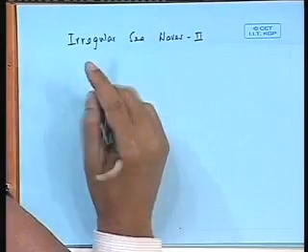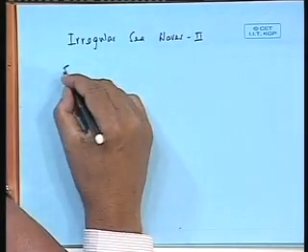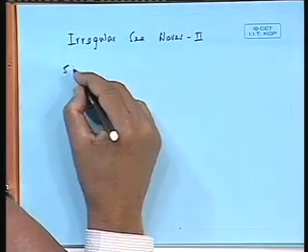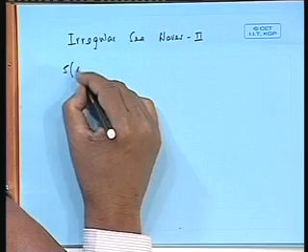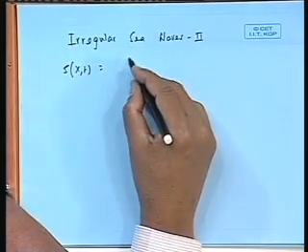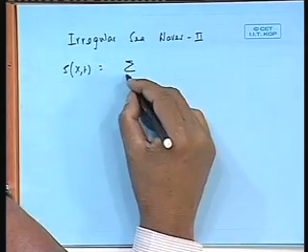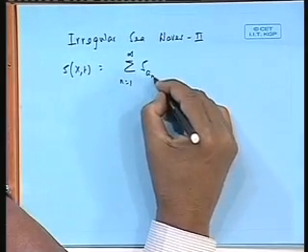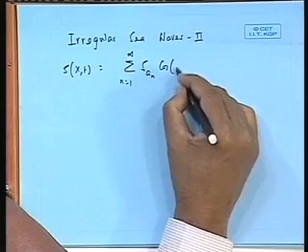We are going to continue our talk on irregular sea waves. What we found out in the last lecture is that by Fourier analysis, a random wave signal can be represented as a sum of n number of sinusoidal waves.